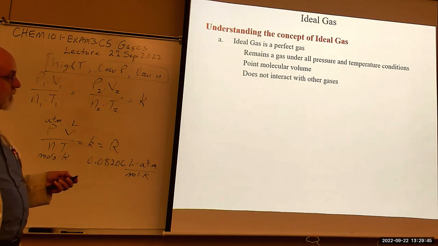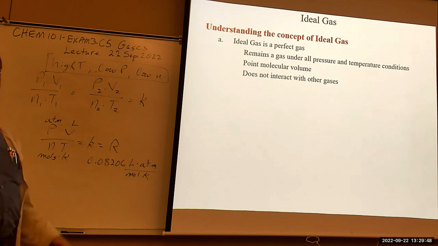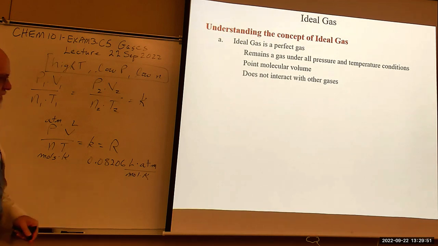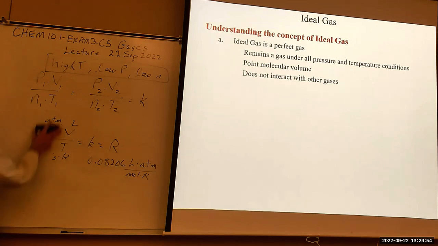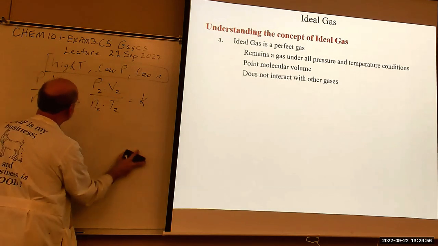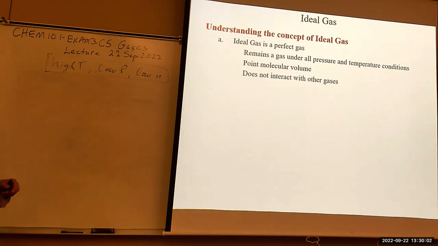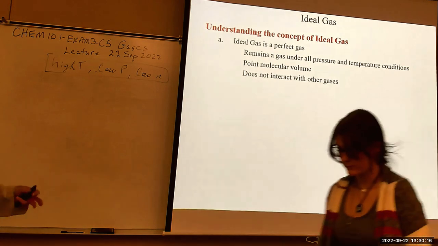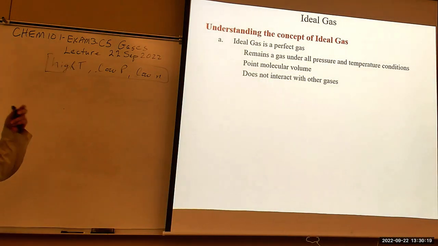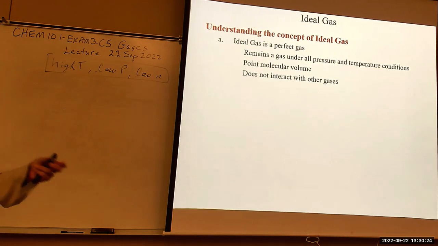It remains a gas at all pressures and temperatures. It has a point molecular volume. What does that mean? Remember in mathematics? That's a point. Are there any dimensions associated with that point? Nope. It has no height, no width, no depth. Just a point. That means it has no volume. So that's what we mean by point molecular volume. We assume there's no volume. In other words, there's a gas there, but there isn't.